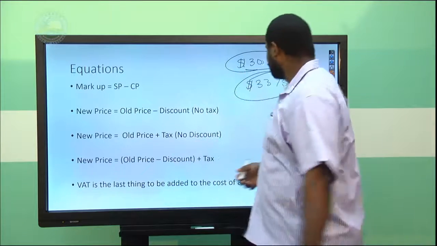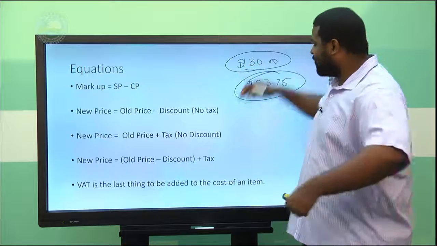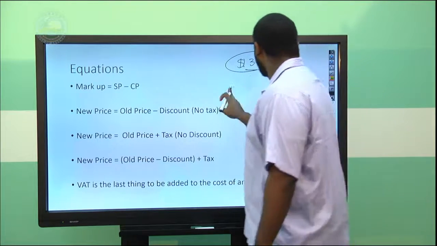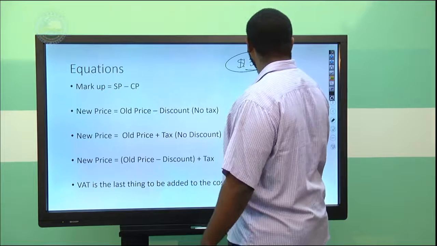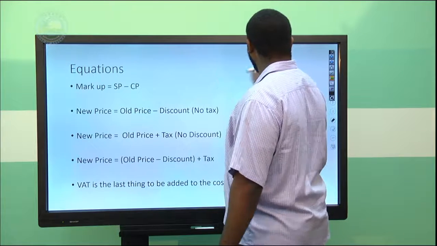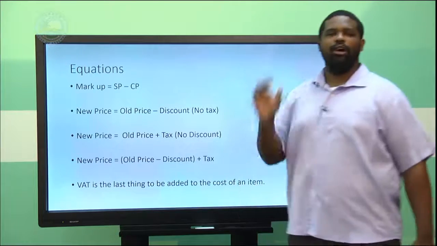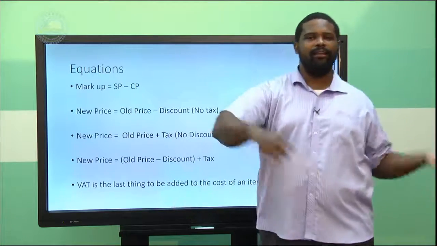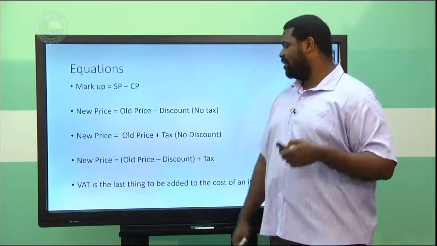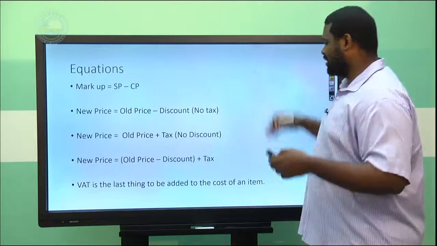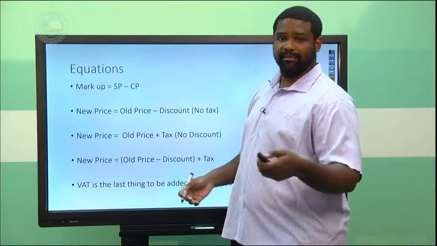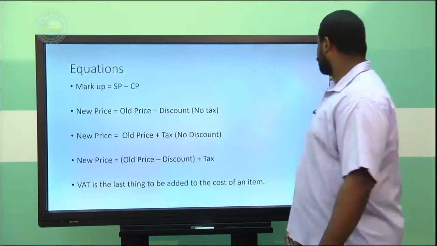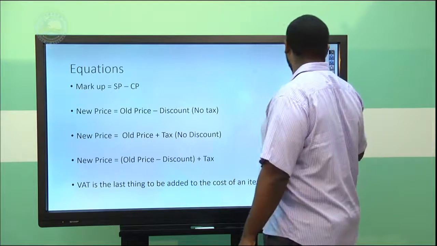Now, if we have both tax and discounts being applied, what is important is that we must work out what is the price with the discount, and then from there, apply VAT or apply tax. VAT is the last thing to be added onto the cost of an item. We have to remember that.